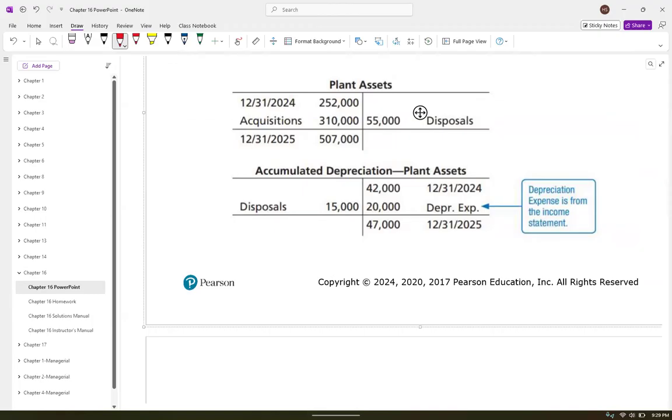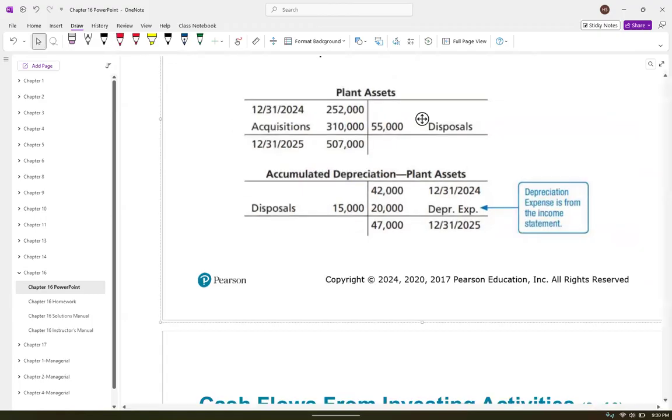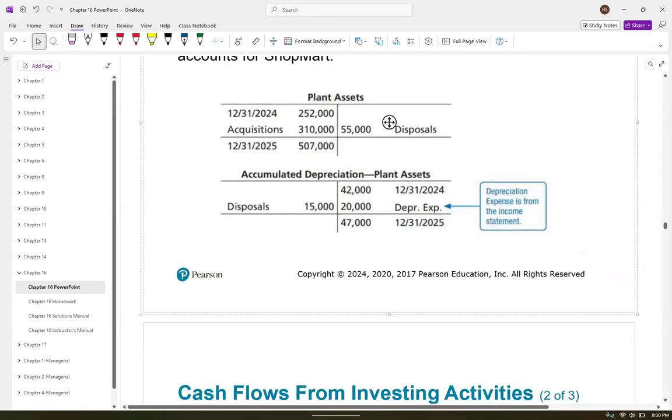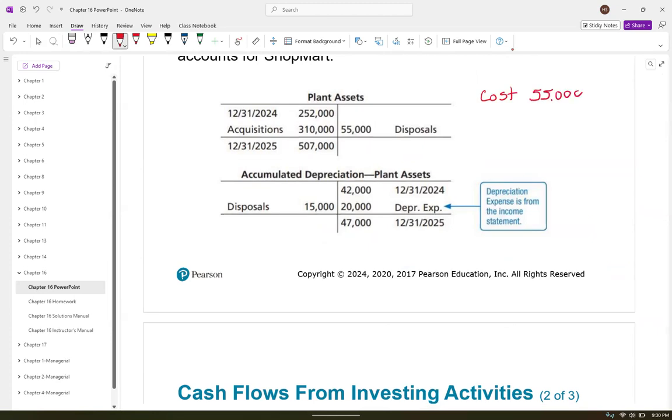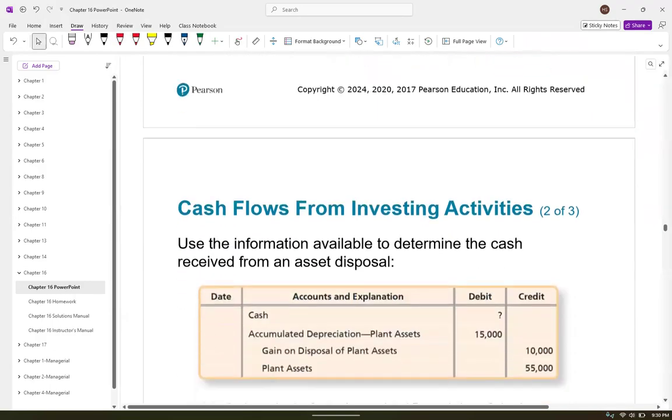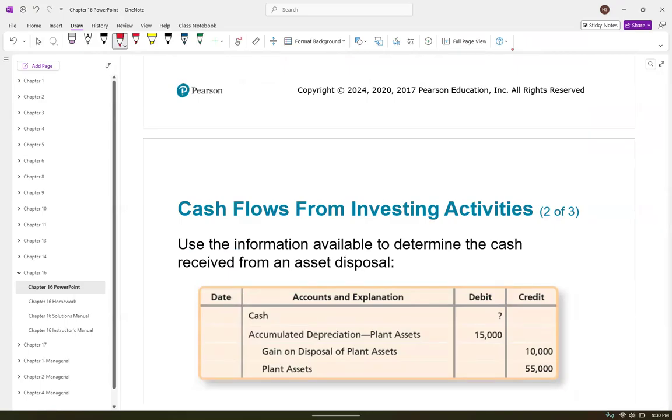The disposal of an asset: there was an asset that was disposed of, and it had a cost of 55,000, and the accumulated depreciation associated with that was 15,000. So cost minus the accumulated depreciation of 15,000 gives us a book value of 40,000. You can come down here and see that this journal entry is to get that plant asset off the books.